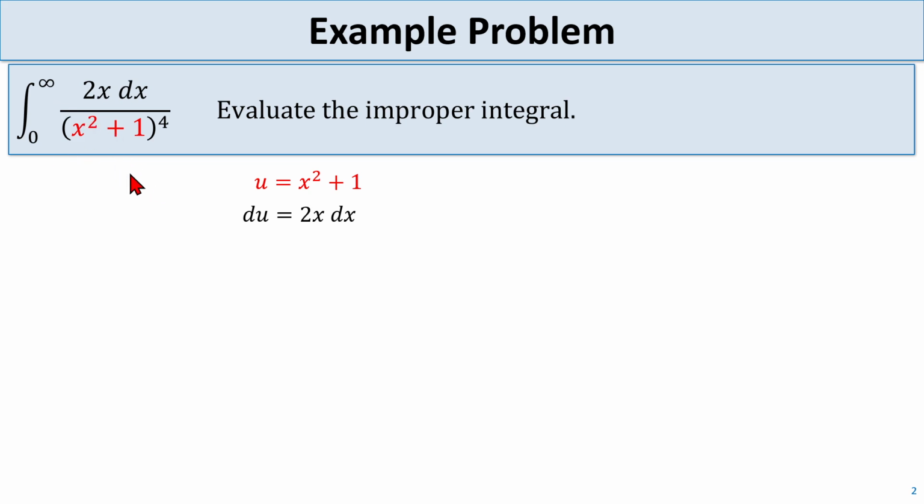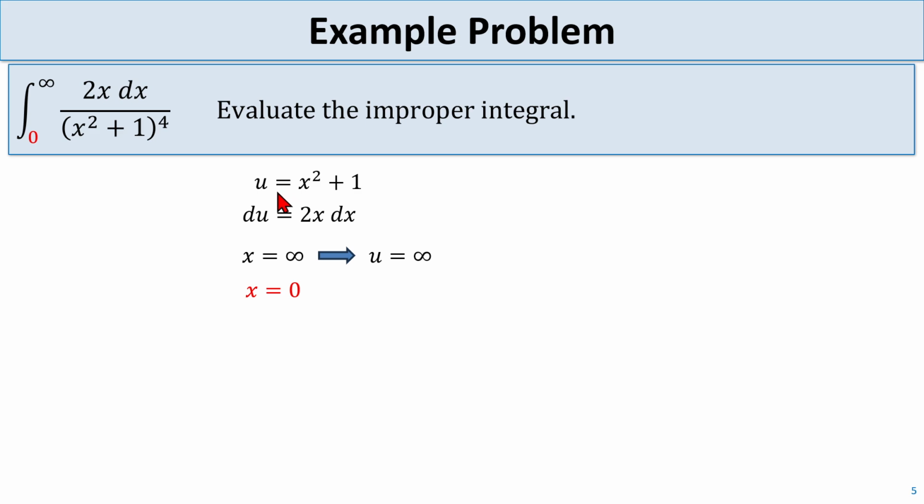The upper limit is infinity. And when x is equal to infinity, we need to figure out what that would correspond to with u. But u is x squared plus 1. And if you take the limit as x goes to infinity of x squared plus 1, you still get infinity. So the upper limit actually just remains infinity. However, that's not always the case. Sometimes it will change.